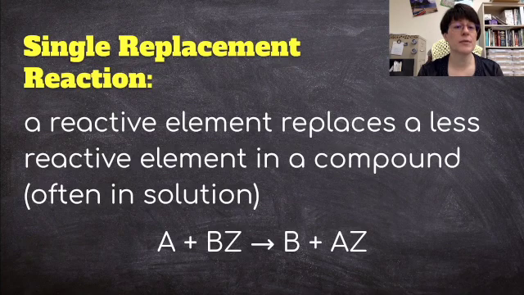A single replacement reaction is when a reactive element replaces a less reactive element in a compound, often in solution. So we have substance A plus substance BZ yields substance B plus substance AZ. So we start with these, they just switch places. You could even maybe draw a double arrow between the A and B here to remind you of that.